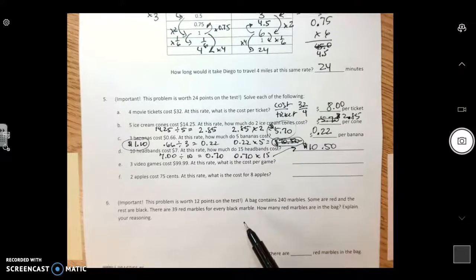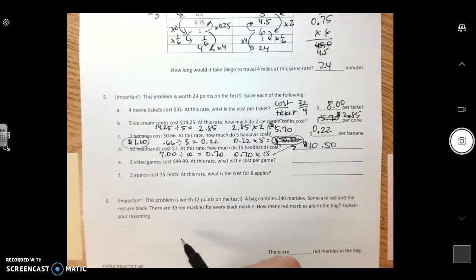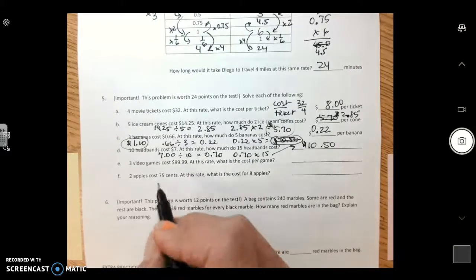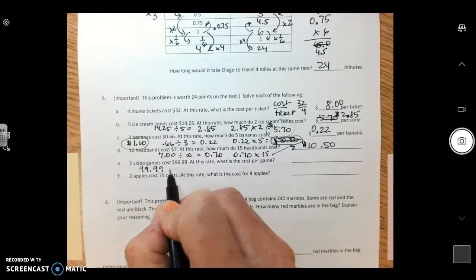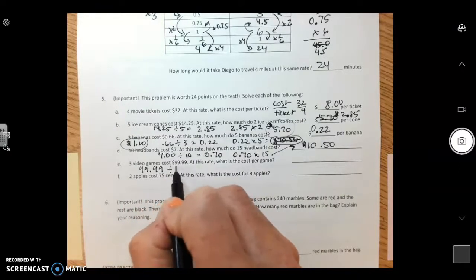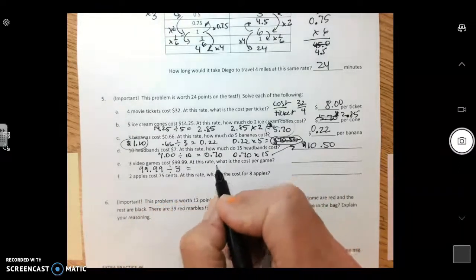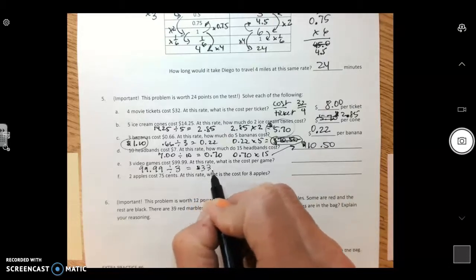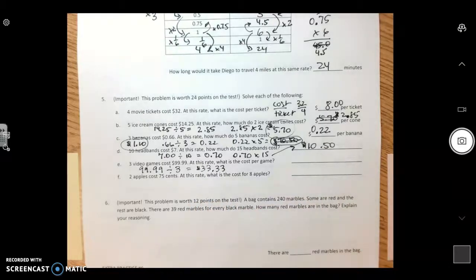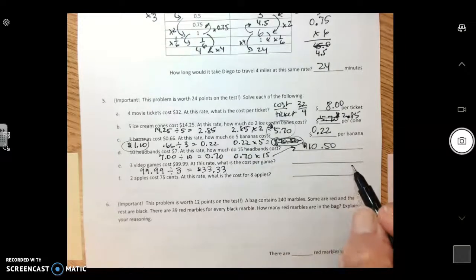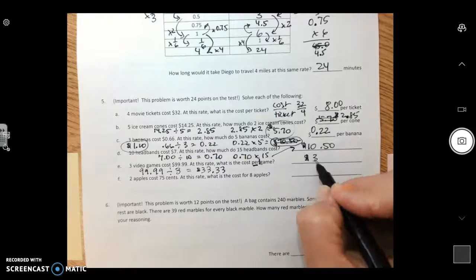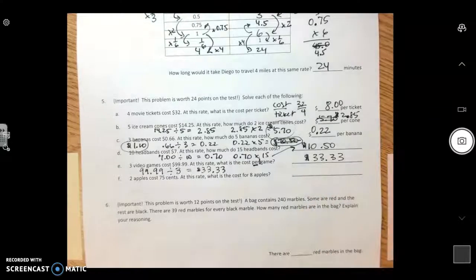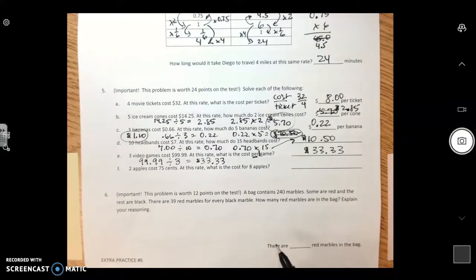Okay, our next one is 3 video games for $99.99. At this rate, what is the cost per game? We are going to take our price, $99.99, and divide by 3. That will give us $33.33 for one game. What is the cost per game? Per one game, $33.33.